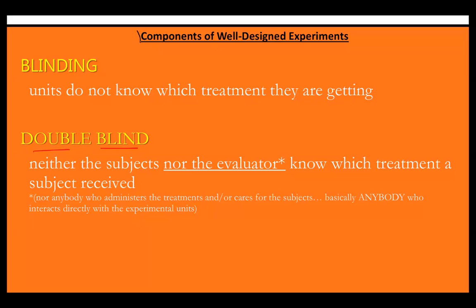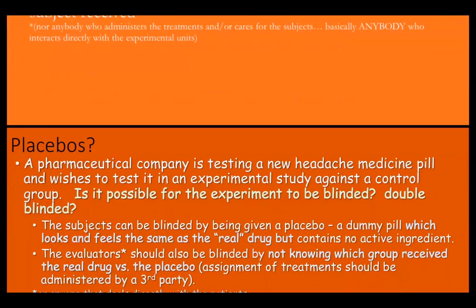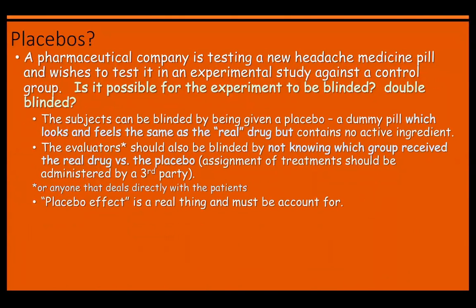They're called components. So when we're talking about control group versus treatment group, that's one thing, and here's something we can add now: placebos. A pharmaceutical company is testing a new headache pill on an experimental study against a control group. Is it possible for the experiment to be blinded or double blinded? The subjects can be blinded by giving a placebo, a dummy pill, which looks and feels the same as the real pill, but has no active ingredients.